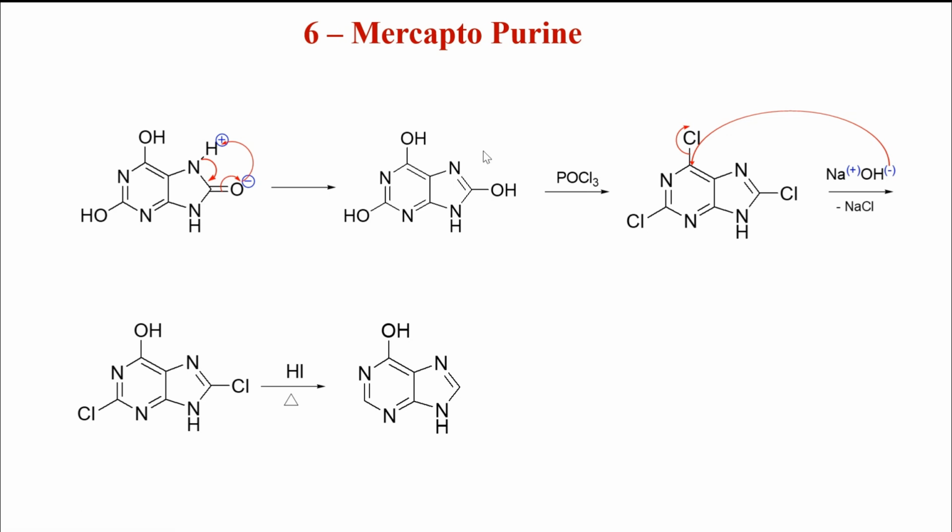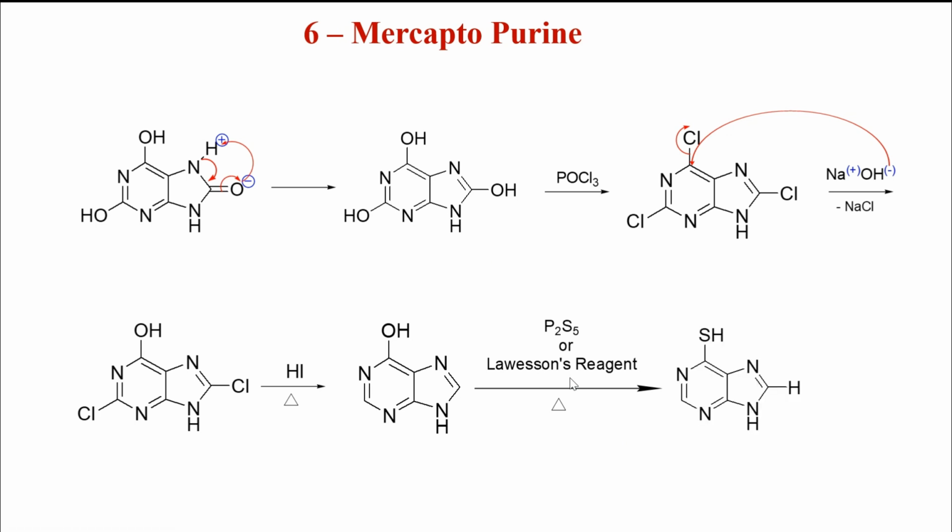6-Mercaptopurine can be synthesized by treating the 6-hydroxypurine with phosphorus pentasulfide. It is a sulfurating agent. The OH gets replaced by SH. It is a very slow reacting agent and that's why this has been replaced by Lawesson's reagent. I'll get the corresponding 6-mercaptopurine.